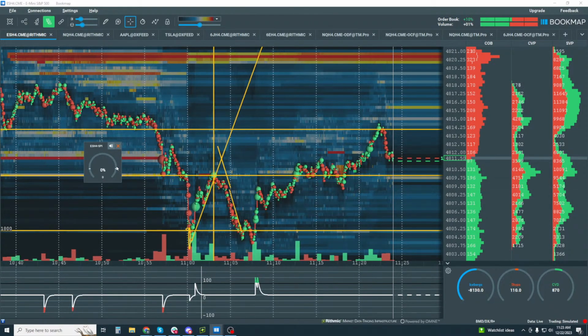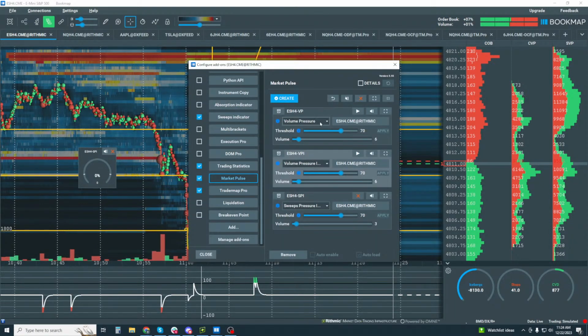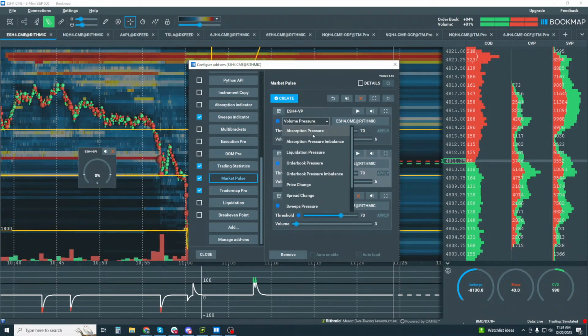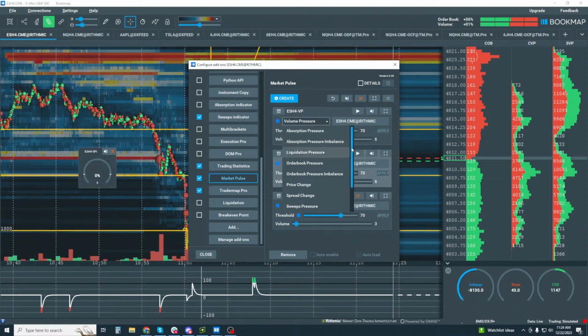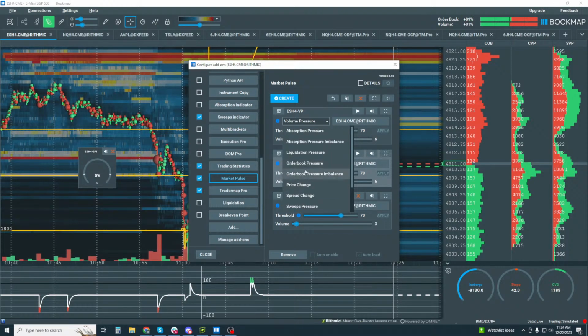There are many algos that you can use, and they show very different things in here. So if we come back in here and I click on the drop down here for select algo, we can go over them. Absorption pressure imbalance, and liquidation pressure, which is liquidations in the crypto markets. It only works for crypto. We have order book pressure imbalance. They're very similar, the pressure imbalance and pressure.